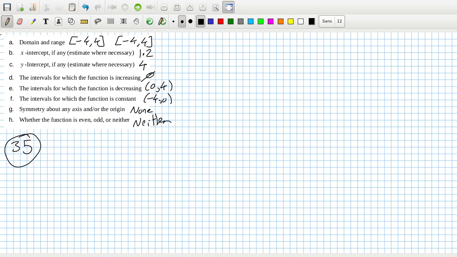See if I'm right. -4 to 4, -4 to 4, 1.2, 4, not increasing, 0 to 4, -4 to 0, none, none. Yep.